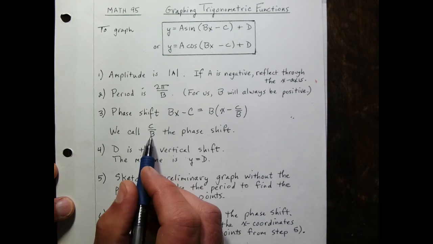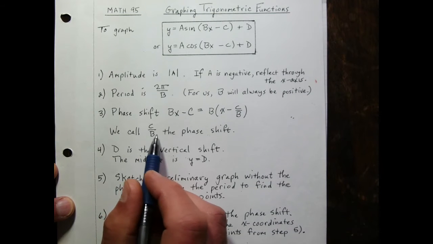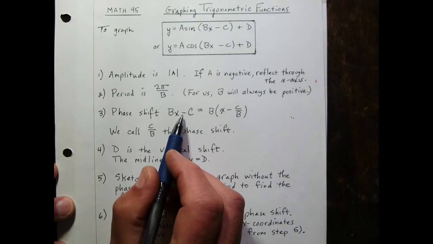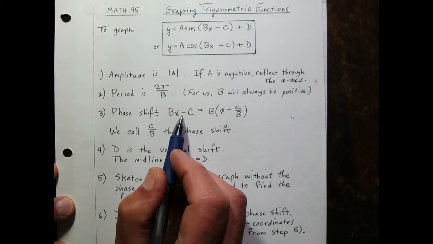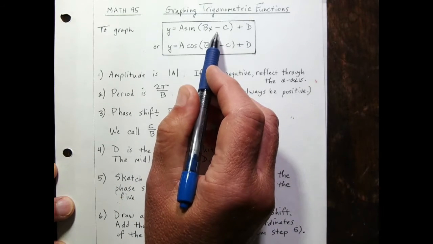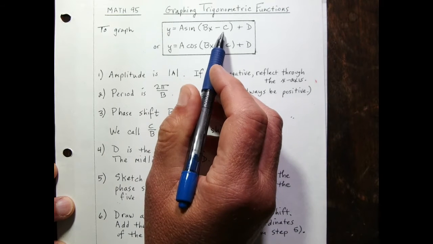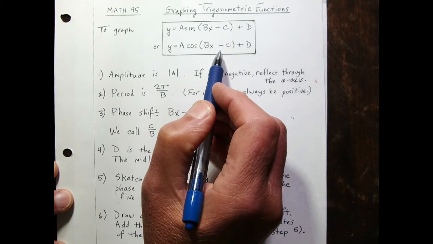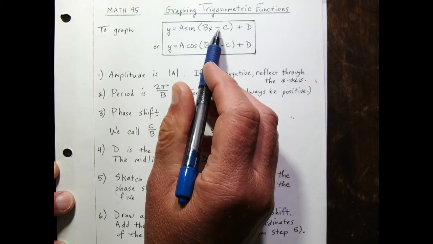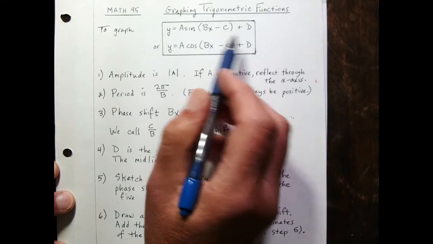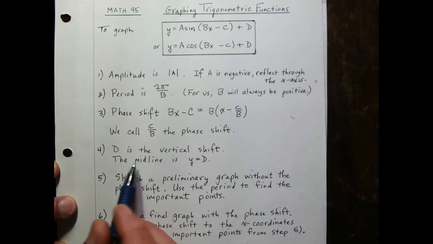Sometimes there's a little bit of confusion about whether we're shifting to the right or the left, and I just want you to be aware that the original parentheses, the original formula for the function, will always give you the correct direction for the horizontal shift. So if it's a minus sign, you'll move to the right. If it's a plus sign, to the left.